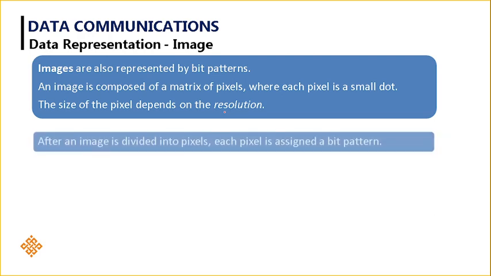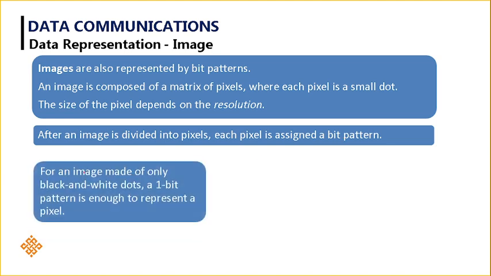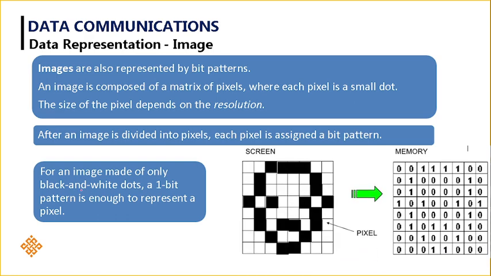After an image is divided into pixels, each pixel is assigned a bit pattern, either 0 or 1, or it may be a 2-bit pattern, 0001 like that, depending upon the model that we are using. For an image made of only black and white, we use only a single bit pattern, that is either 0 or 1. Here you can see this is one bit pattern. If it is white color, I have represented it using 0.